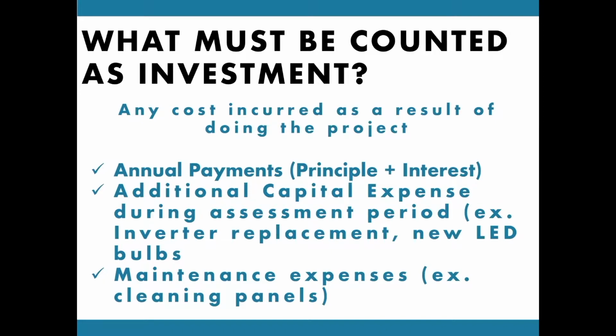Beyond that, if there's any additional capital expense due to the project, that should also be counted as investment. For example, with a solar project, if there needs to be an inverter replacement after 15 years or so, that should be accounted for. For an LED project, if the bulbs will need to be replaced at some point during the life of the project, that will need to be accounted for. And finally, you also need to account for any maintenance expenses. The ones we see most commonly are if there's some type of cleaning expense, for example, for solar panels.